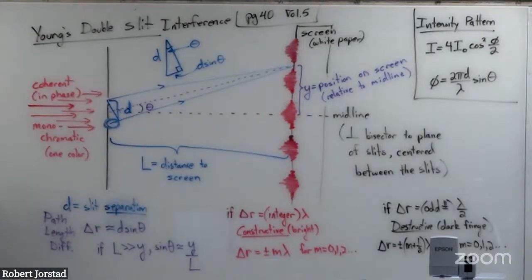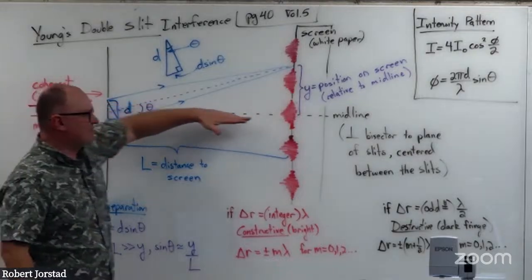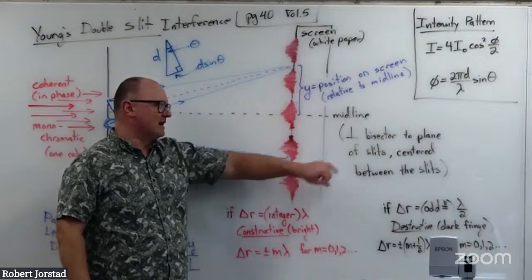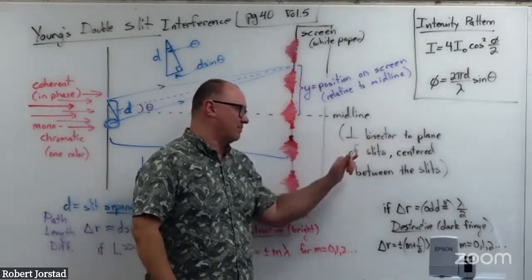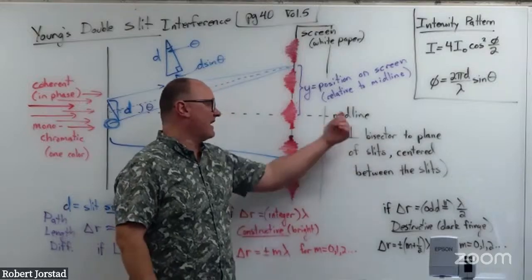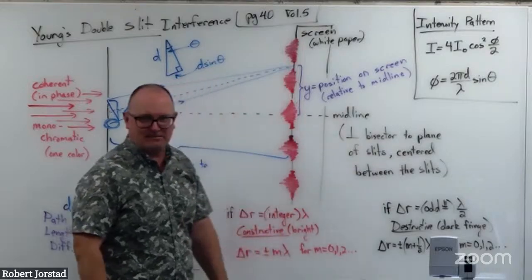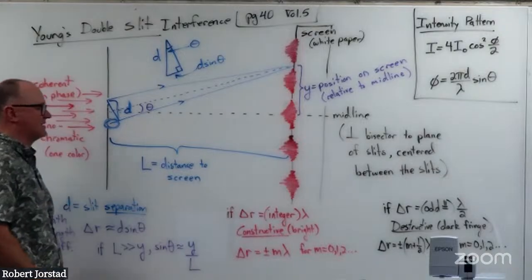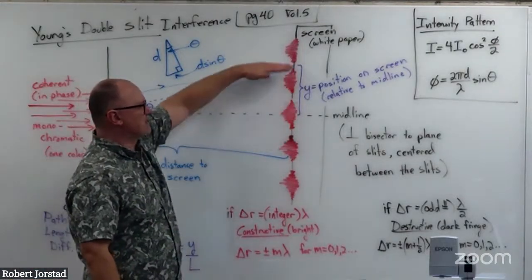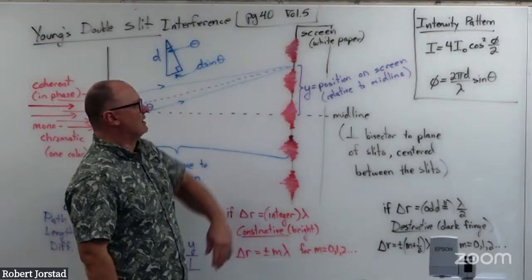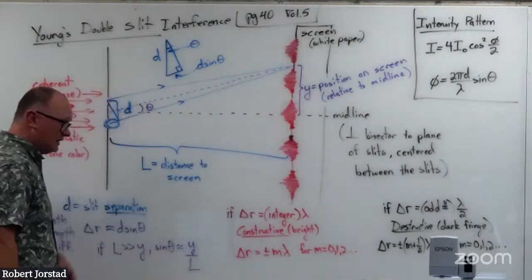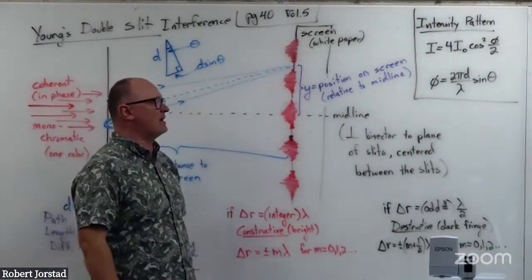Notice the angle is referenced to what I'm going to call the midline. The midline is the perpendicular bisector to the plane of the slits, centered between the slits. I think it's a lot faster to say midline, and I think you'll probably end up saying it too, even though I don't know if anybody else says that, so that's just what I call it. y is called the position on the screen, relative to the midline. The screen is usually just a piece of white paper.